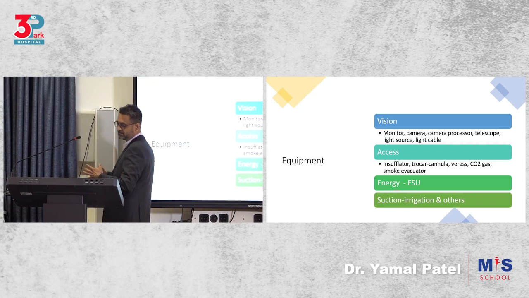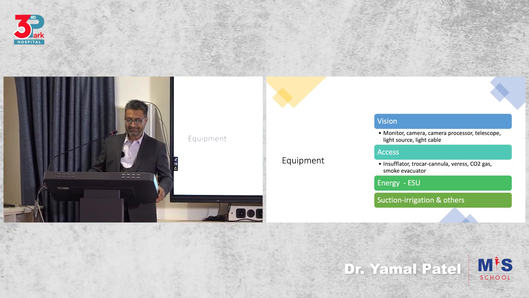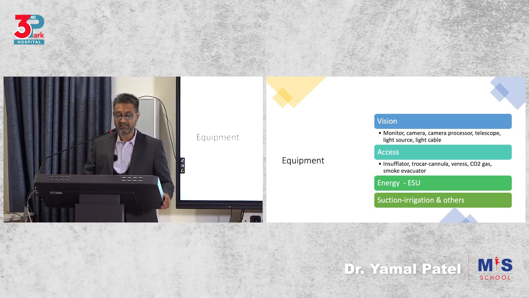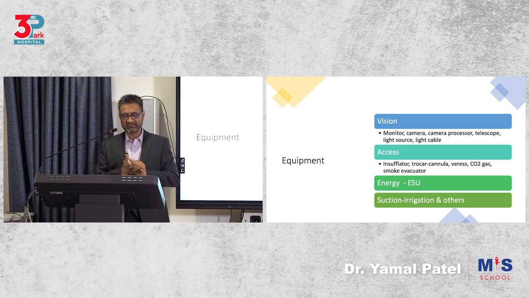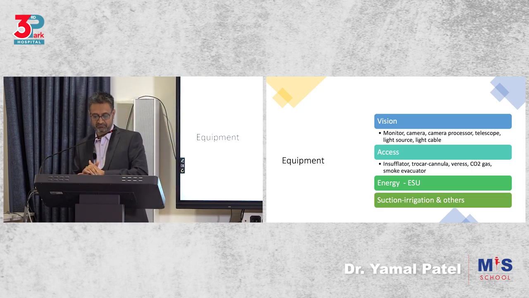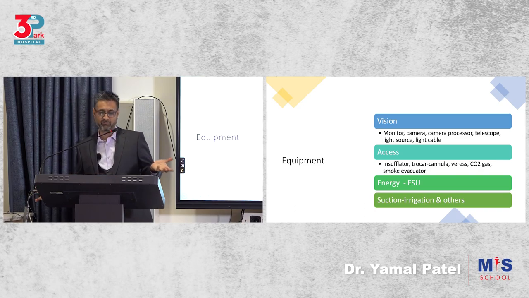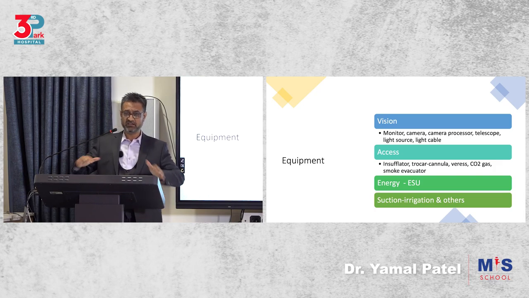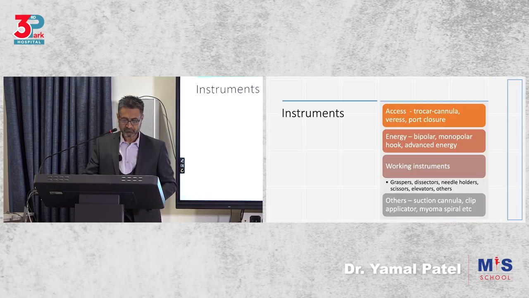Equipment, as you should have discussed, is normally vision equipment, covering the monitor, the camera, the processor, the telescope, the light source, the light cable, etc. Then we have access equipment, where you have the insufflator, the trochar cannula system, the varies if need be, the CO2 gas and the cylinders itself, and the smoke evacuator if possible. We have energy equipment, which is the electrosurgical unit and its related instruments and cables. We have suction irrigation, etc., and others.